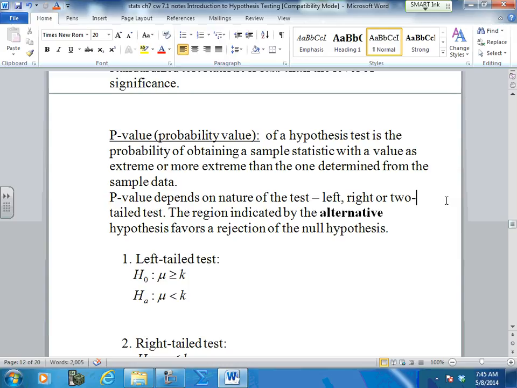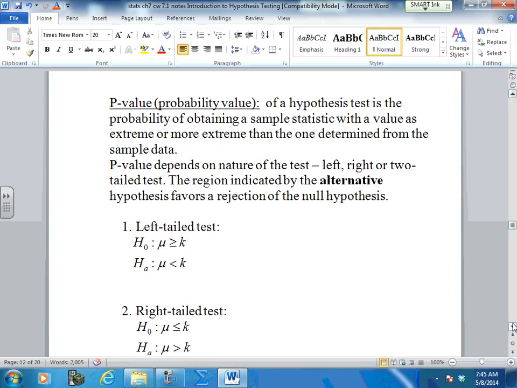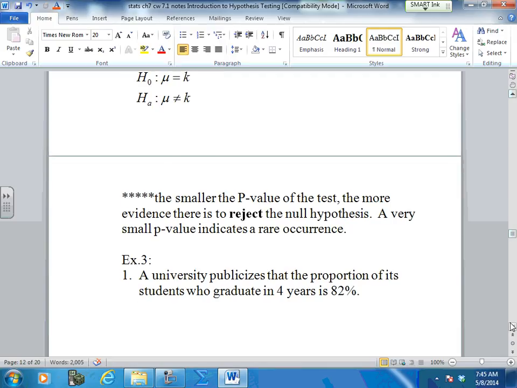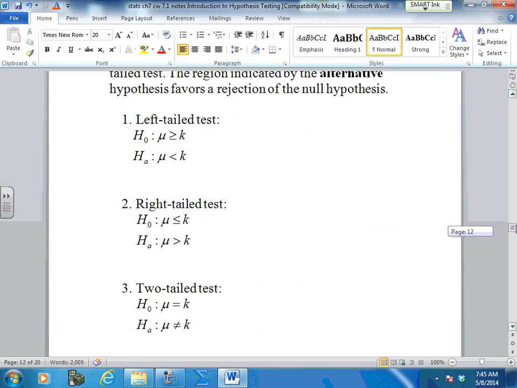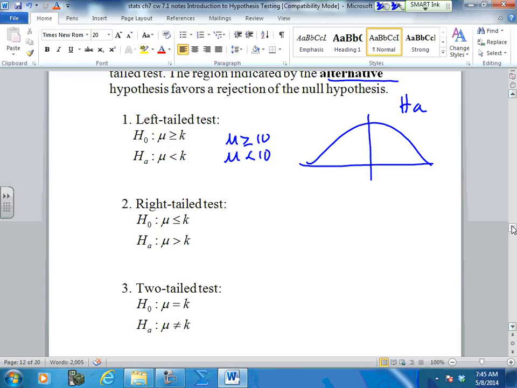Your p-value, your area under the curve, depends on which part of the curve you're looking at. You go to the left, to the right, in the middle. So therefore, we have a series of tests that we do. And remember what I told you earlier, that your test depends on your alternate hypothesis, your HA. The tail of your test depends on your HA. So say, for instance, my H0 says that my mean is greater than or equal to 10. My HA will say my mean is less than 10. Now, when we do this, I'm just going to put it here. Say this is 10. Let's make this 10.